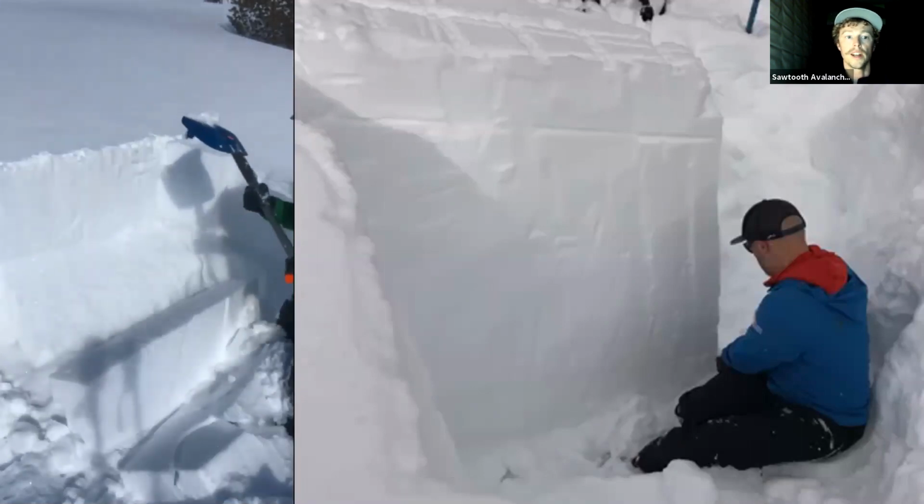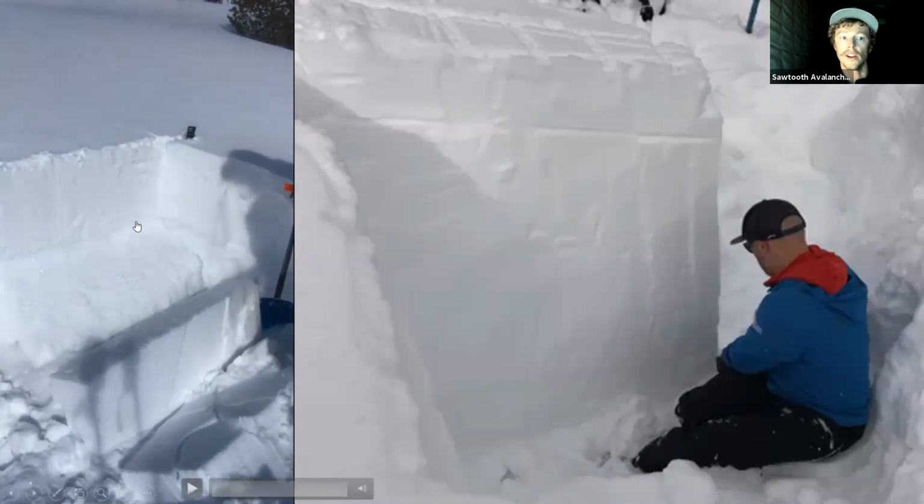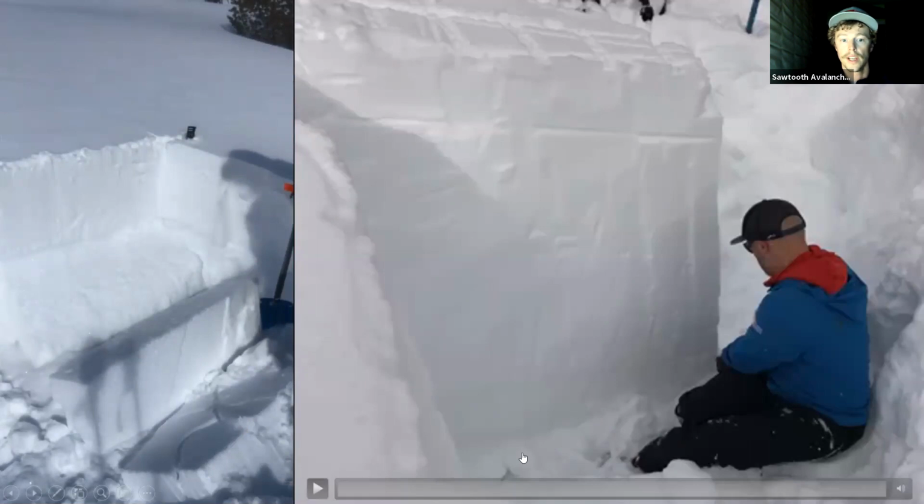You can see my extended column test failed there. The snowpack is quite a bit thinner, and that weak layer is a lot closer to the surface, which gives us a lot better chance of triggering that with our weight of either our sleds or our skis.